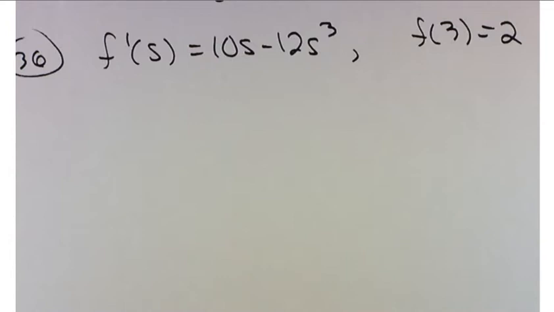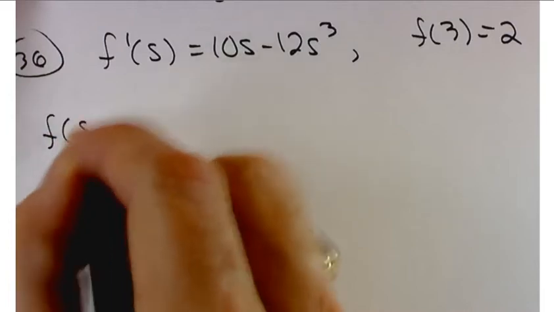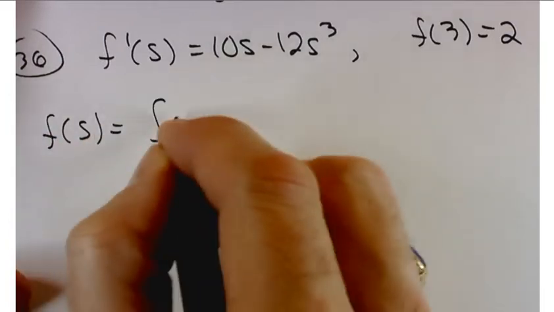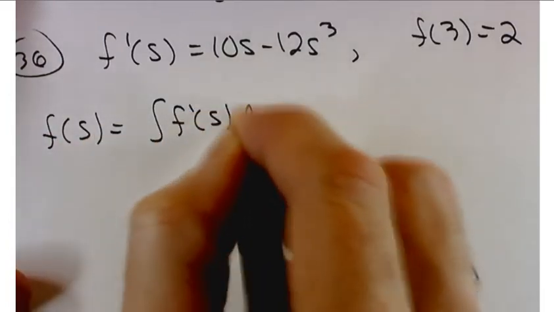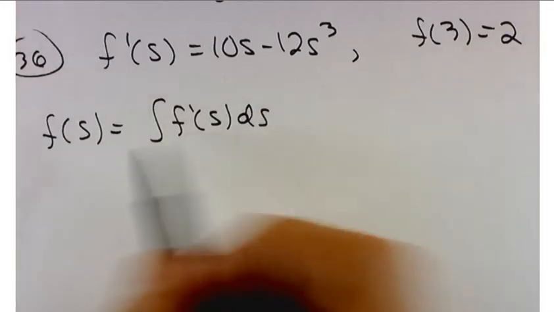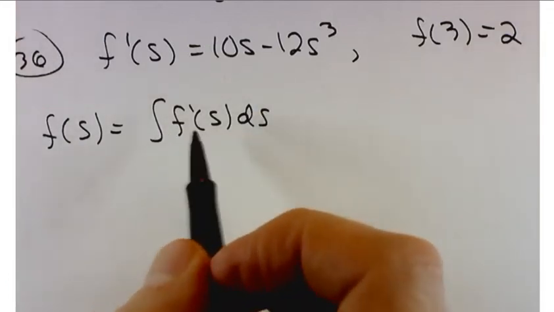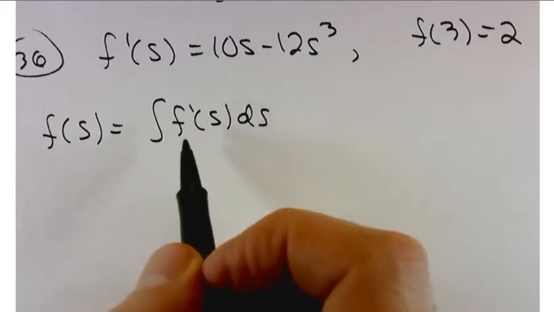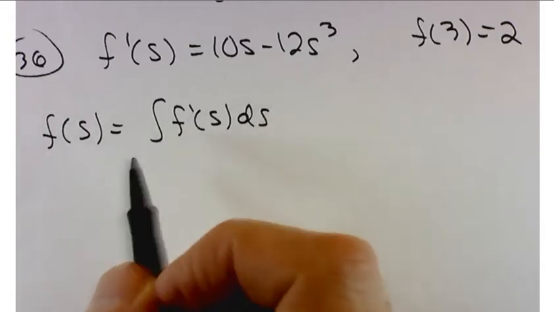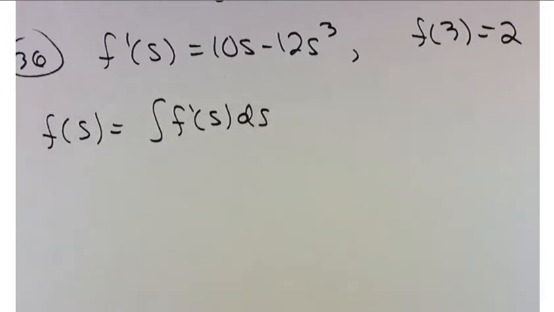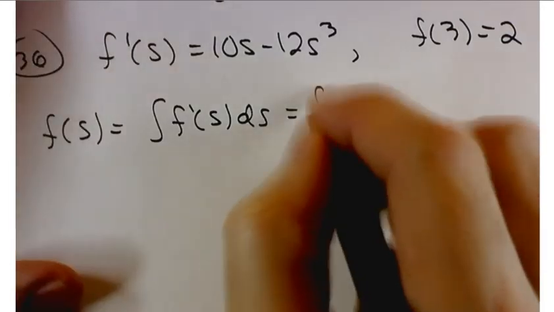Yeah, take the antiderivative. The process that undoes differentiation is integration. So f of s is going to be the integral of f prime of s ds. These two things are opposite operations. They cancel each other out. So if I differentiate a function, then find its antiderivative, they're canceling each other out to within a constant anyways. So let's take a look at what the integral is going to look like here.